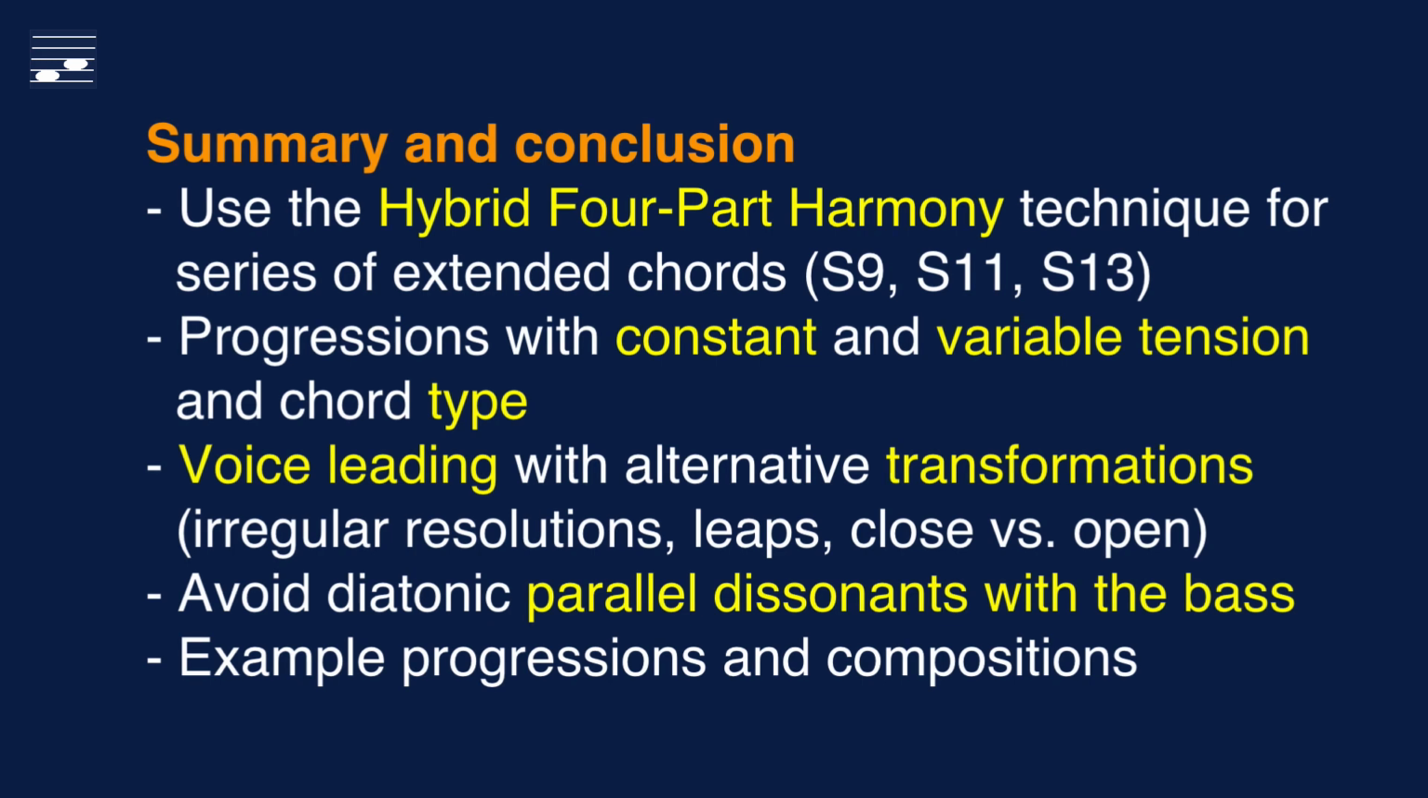What we've seen in this 2-episode series is the Schillinger hybrid 4-part harmony technique for writing a series of extended chords. It is based on a 2-layer approach with root in the base and 3-part upper layer. We use a fixed set of 9 chord forms with a tension level between S5 and S13. When writing chord progressions, we may use constant or variable chord tension and type.